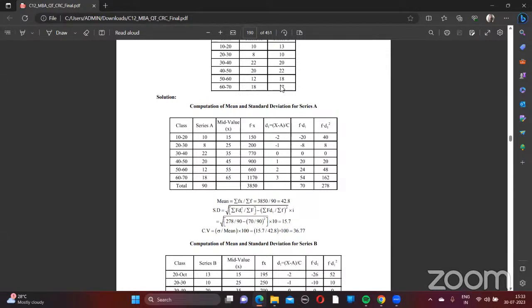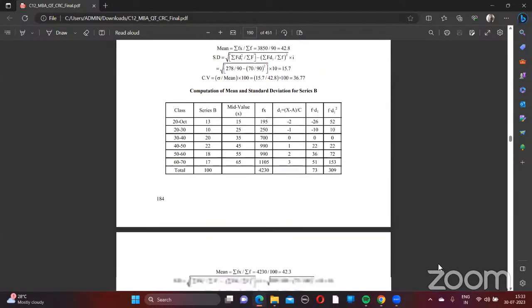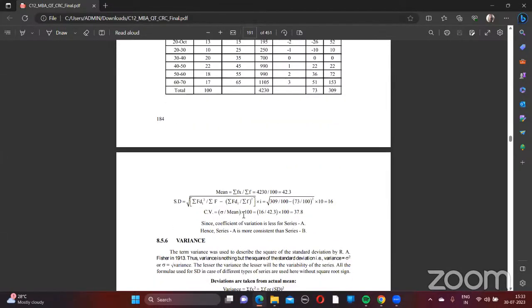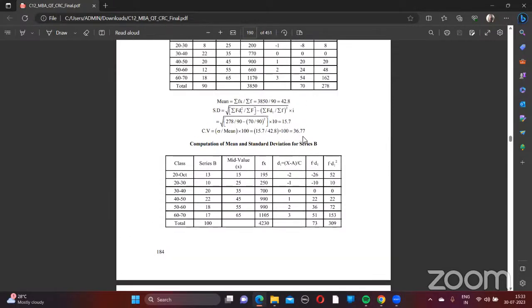In the same way, series B is to be considered and the CV found again for the B series. After calculating the standard deviation and the mean, and calculating the CV, you get 37.8. So the B series is 37.8, and the A series is 36.77.